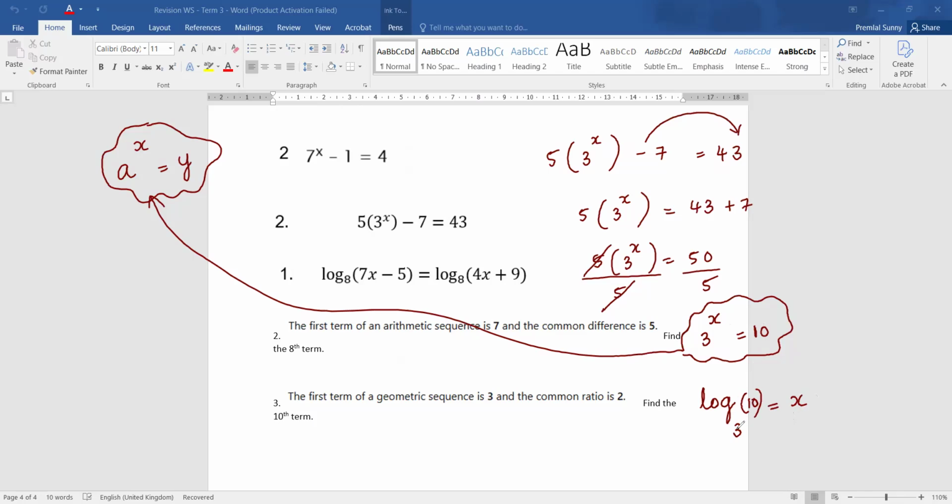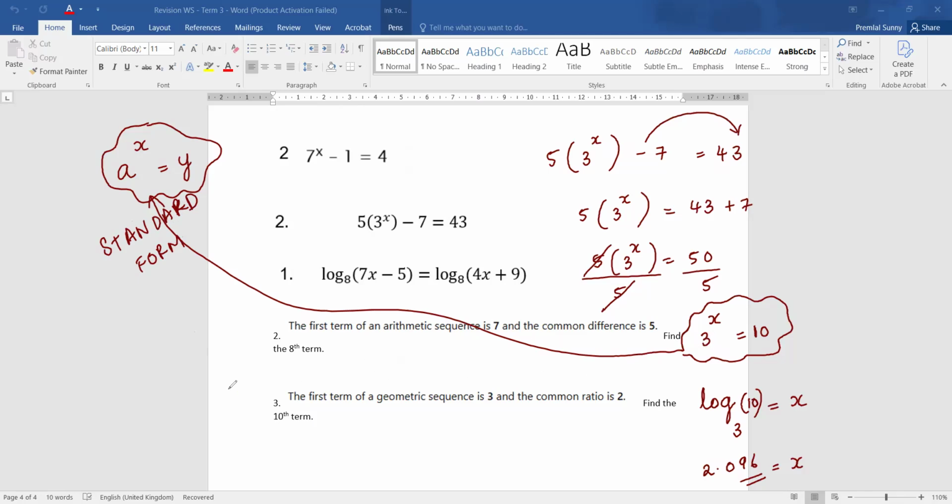Put that in our calculator. Log 10 to the base 3. When you put that in your calculator, you will get 2.096 approximately. So the main idea when you solve an exponential equation is to make the equation in this standard form.